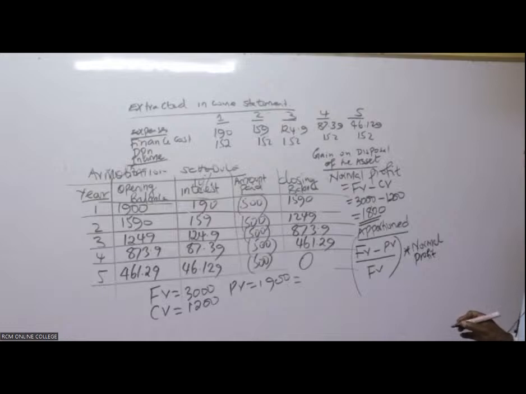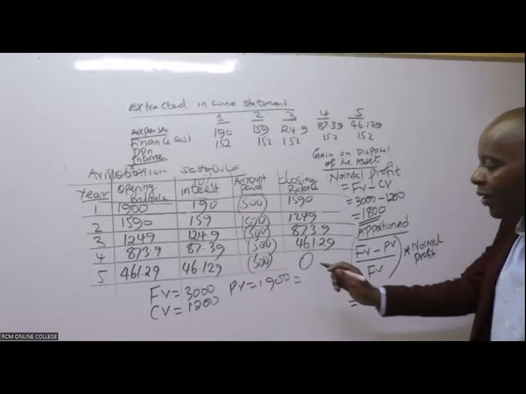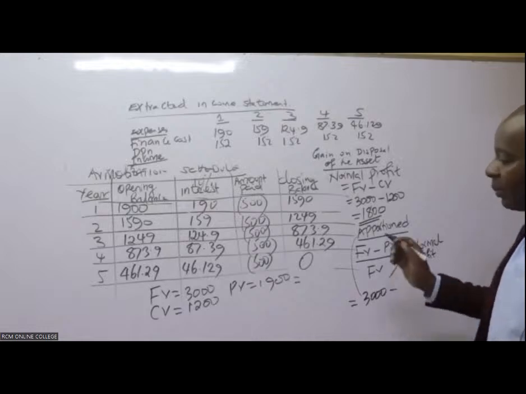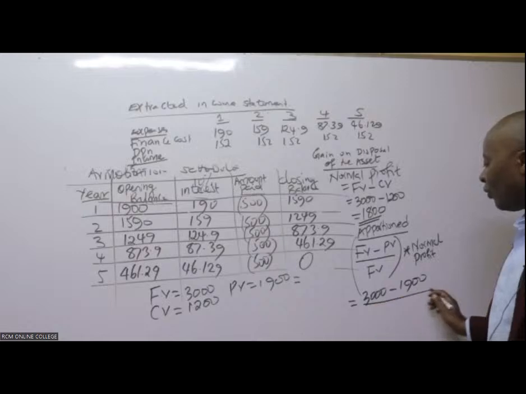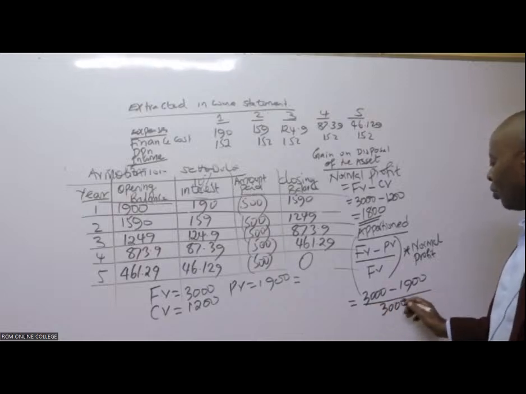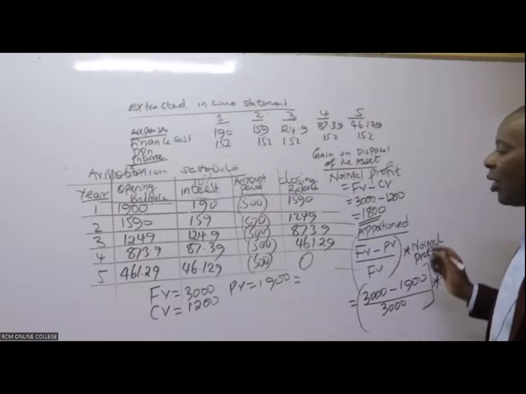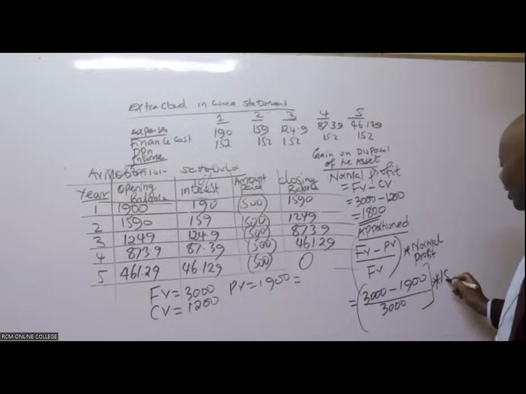So then the very first step, we have our fair value, which is 3,000, minus our present value, which is 1,900, all over fair value again, which is 3,000. Whatever we get here, we shall multiply with our normal profit we got up here, which is 1,800.